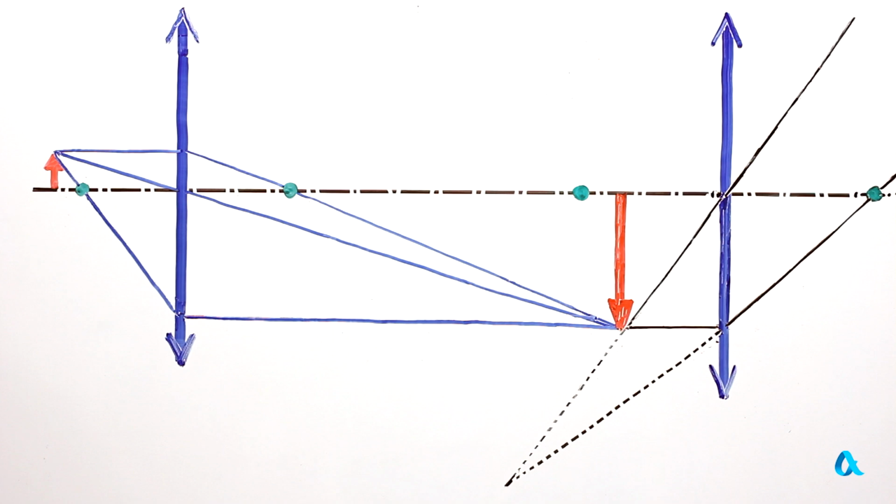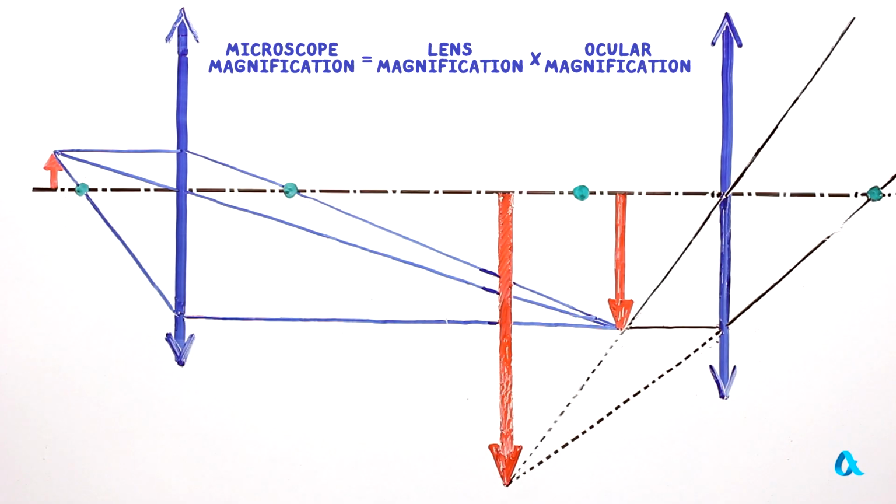Let us draw convenient rays and reproduce the image we can see through the eyepiece. The image moves to the distinct vision distance and gets magnified. The maximum magnification a microscope can produce equals objective magnification multiplied by eyepiece magnification.